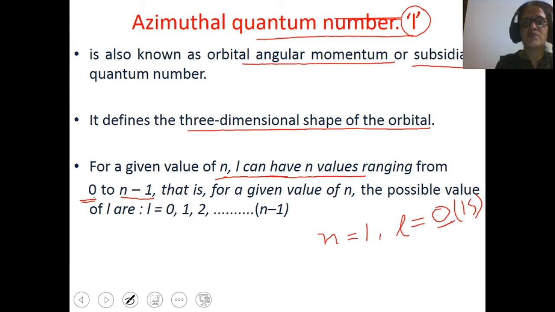Now we can write one more point here. If n is equal to 2, then l will also have two values. What are these values? They start from 0 and will end at n minus 1.